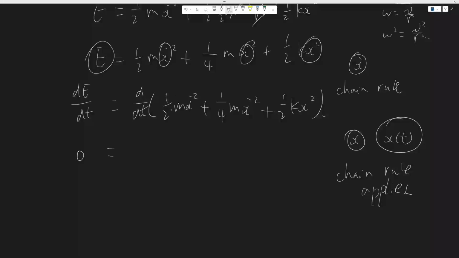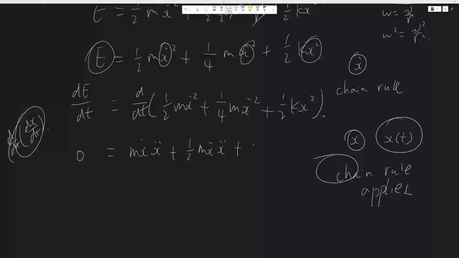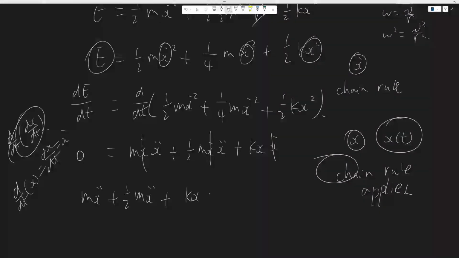And what's d/dt of half m x dot squared? Let's bring the power down first. So we have m x dot, and don't forget the chain rule. So we have times x double dot, which represents the derivative of dx/dt with respect to time because of the chain rule. And then we have plus, we bring the power down, we get half m x dot, and again, don't forget the chain rule, x double dot, plus, bring it down, we have kx, and don't forget the chain rule. So time derivative of x is dx/dt, denoted as x dot. So x dot. And now let's cancel out the x dot term. And we get m x double dot plus half m x double dot plus kx equals 0.